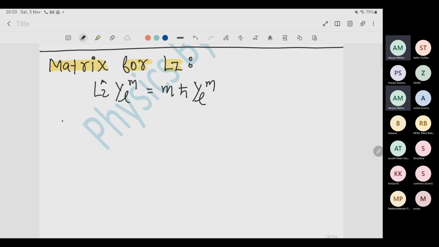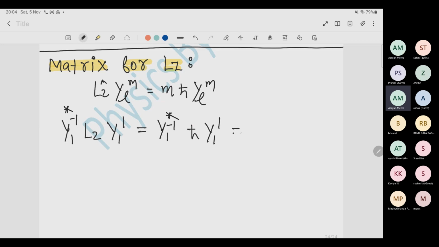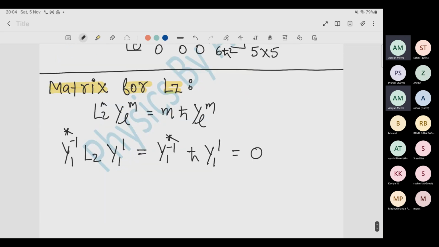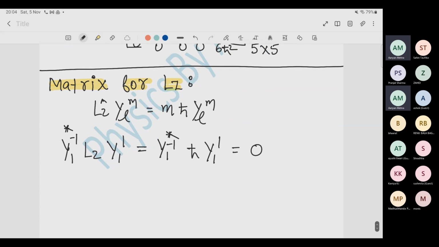For example, if I'm finding this element, Y_1,-1 and L is 0, so it will be 0. Or let's take ℏ Y_1; it will give me 0. So non-diagonal elements will still give me 0. But do you think the diagonal elements will be the same? No, sir. Not all. So the diagonal elements will not be the same.